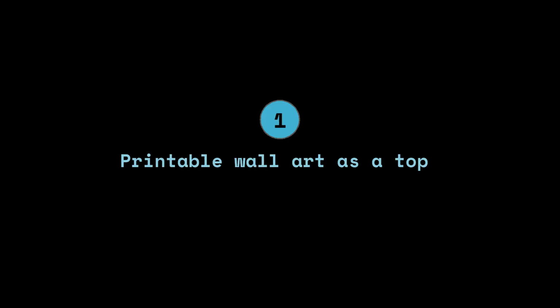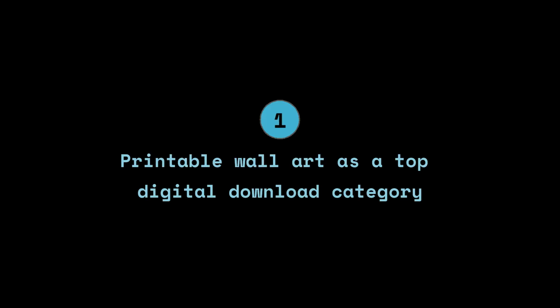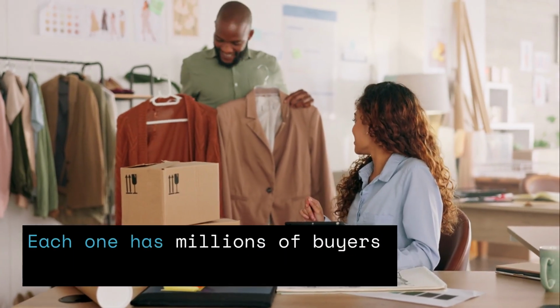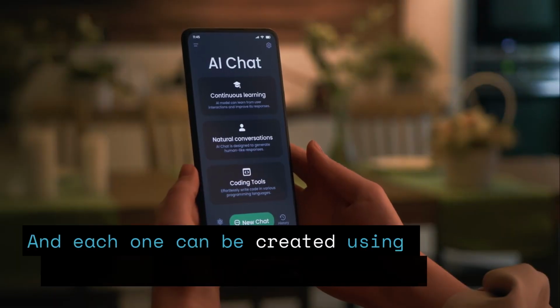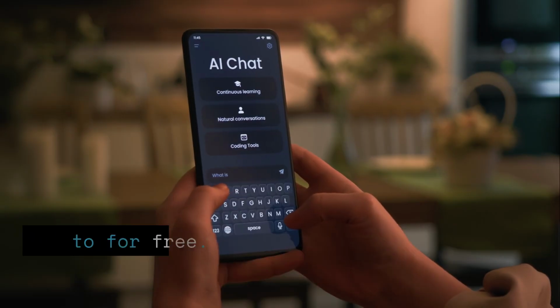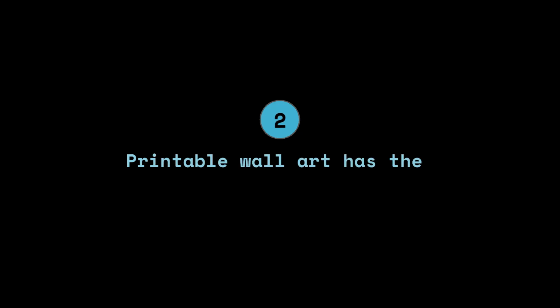The 4 best performing digital download categories on Etsy right now are printable wall art, digital planners, templates, and guides. Each one has millions of buyers actively searching every single day. And each one can be created using AI tools you already have access to for free. Let's start with printable wall art because it has the lowest barrier to entry.